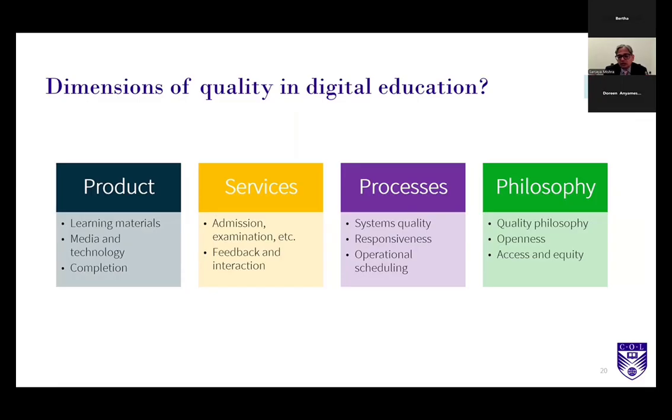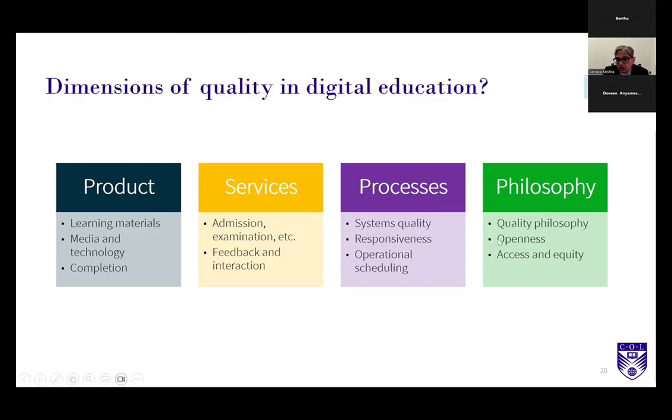So broadly, there are 4 different dimensions of quality, and it all depends on how a particular institution looks at it. I call it the PSPP approach. Product is the quality of learning materials, media, and technologies, and of course the completion. You know, how many students are completing. The service dimension: how is the examination conducted, how is the admission done, how is the feedback given to students, what is the nature of engagement and interaction. The process aspect is what the system's quality dimensions are, how responsive the system is, and the system here is not just the technology system, but the human resource system. How the operational scheduling helps students to accomplish their goal.